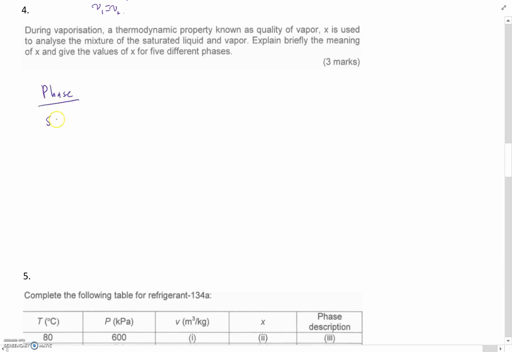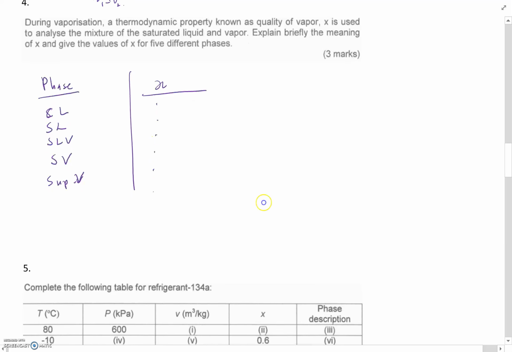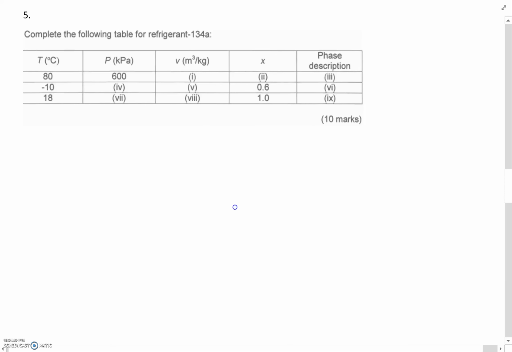You have saturated compressible liquid, you have saturated liquid vapor mixture, you have superheated vapor, you have saturated vapor, you have superheated vapor. And what is the value of X? So find it for each of these. Just list them. Okay, question number 5.